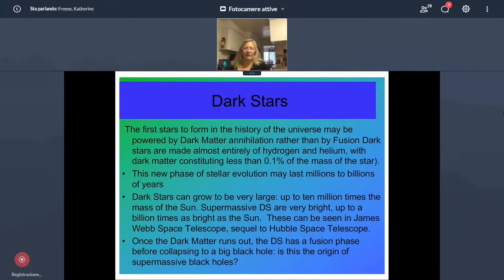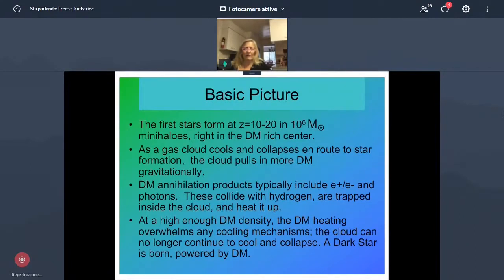Next slides, please. I'm going to have to skip a few. I already talked about this. Well, the gas cloud cools and collapses at the center of this mini halo, pulls in more dark matter. The annihilation products include e+, e-, and photons. These things don't get out of the star anymore. They collide, they're trapped inside the cloud, they thermalize with it, they heat it up. So that's the power source, okay? Next slide, please.